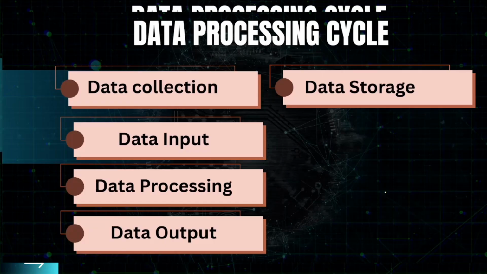Okay. The next important concept is the data processing cycle. The data processing cycle is very important. Last year also the concept was there. In the data processing cycle, there are 5 stages: data collection, data input, data processing, data output, and data storage.